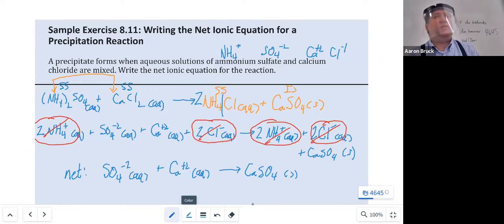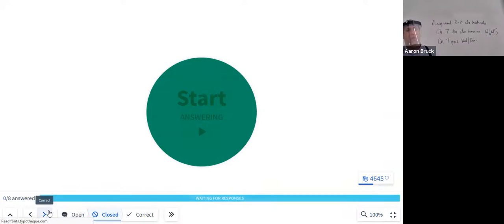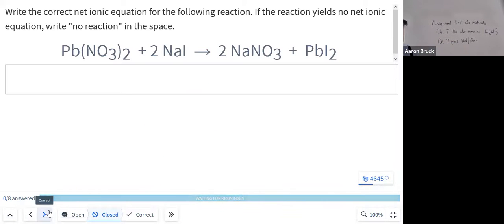All right, you probably know what's coming next, if you haven't been paying attention the last 10 weeks. You gotta do one. All I'm looking for here is the net ionic equation. I've already balanced the equation for you. I just need the net ionic.